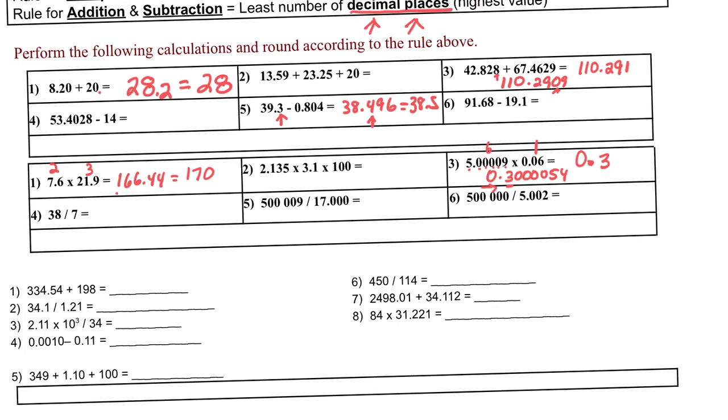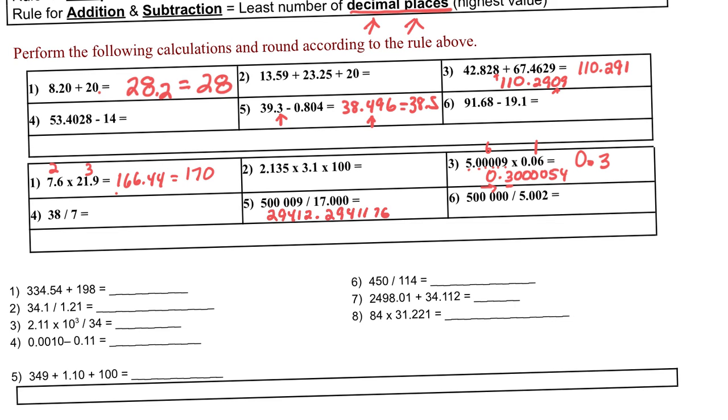Let's do number 5. It's division. Put it in my calculator, 500,009 divided by 17.000. And there's my answer. I'm going to get a very long answer. It's 29412.2941176, blah, blah, blah, blah, blah.